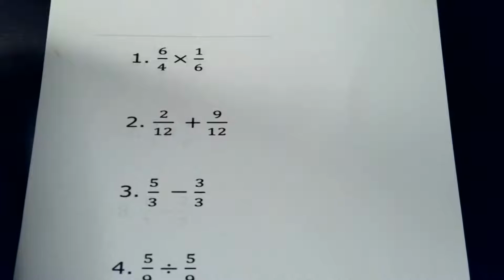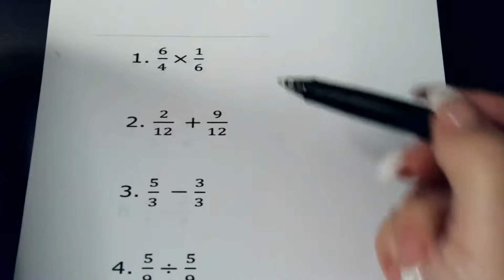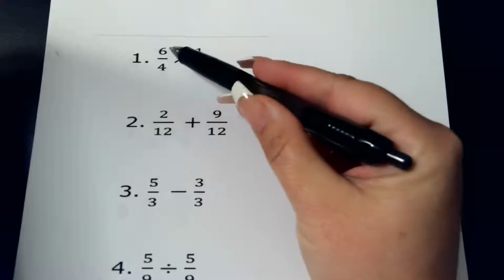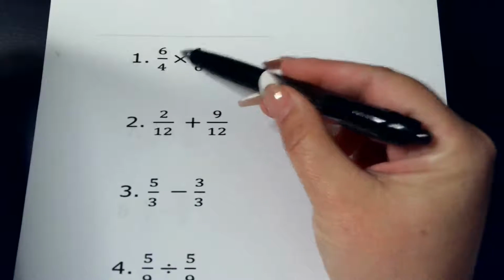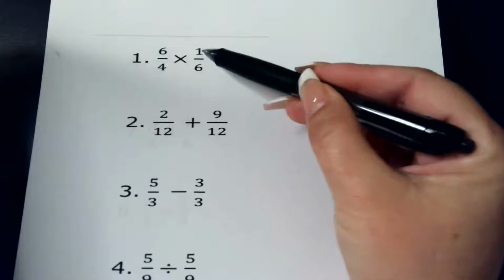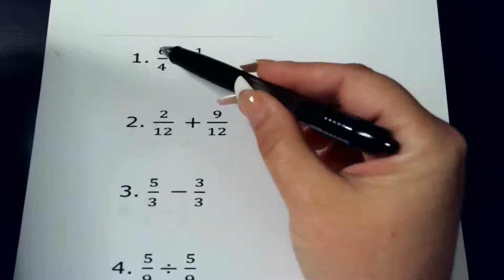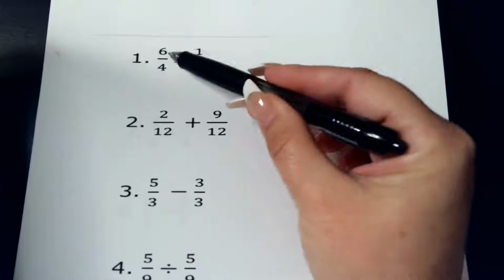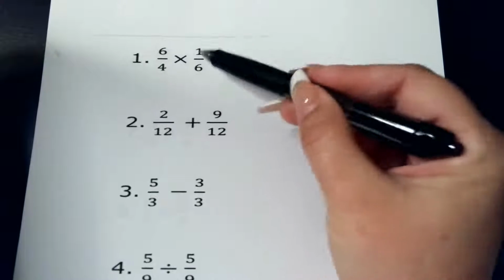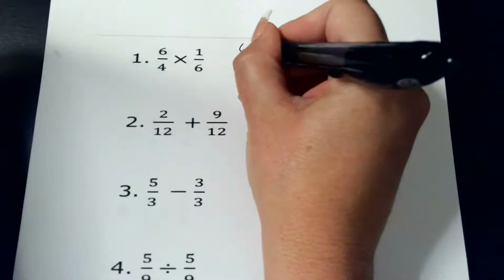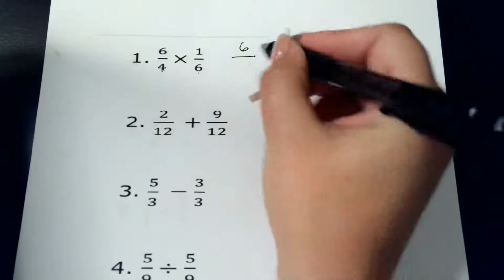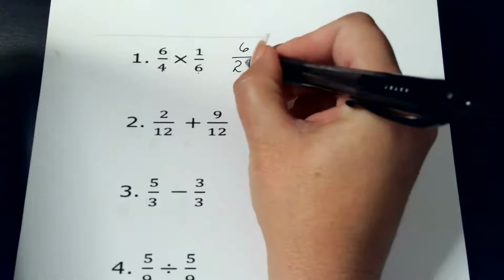Okay, let's do mixed function fractions. Let's start with 6 over 4, which is an improper fraction, multiplied by 1 over 6. With multiplication, it's super easy: it goes left to right, numerator to numerator, denominator to denominator. 6 times 1 is 6, over 4 times 6 is 24.